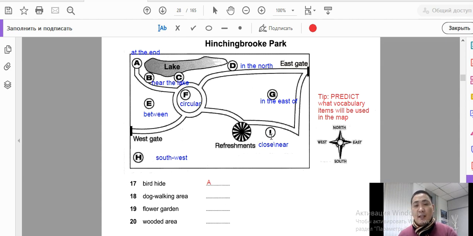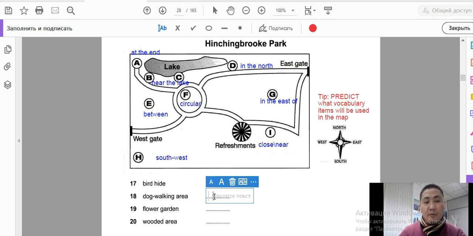So where the letter I is, there's a dog walking area. The dog walking area is located in the place where the letter I is shown on the map. So close near refreshments, and he's talking about the dog walking area. Refreshments is a place where people usually have snacks or drinks. So the correct answer is I.